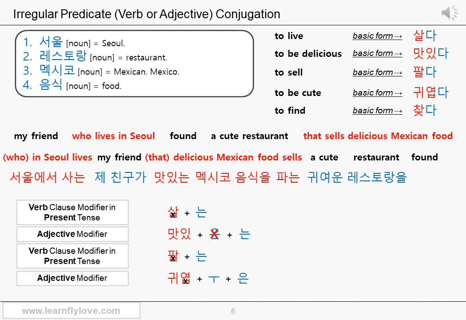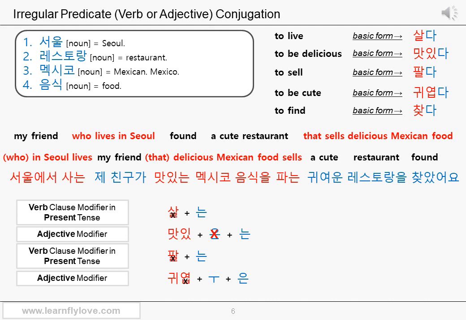Restaurant is just 레스토랑. It's an object of the entire sentence. Let's add the object particle 을. 레스토랑을. Found. The basic form of the verb find is 찾다. Let's put it in the past tense. Let's add 았어요 to the stem 찾. 찾았어요.